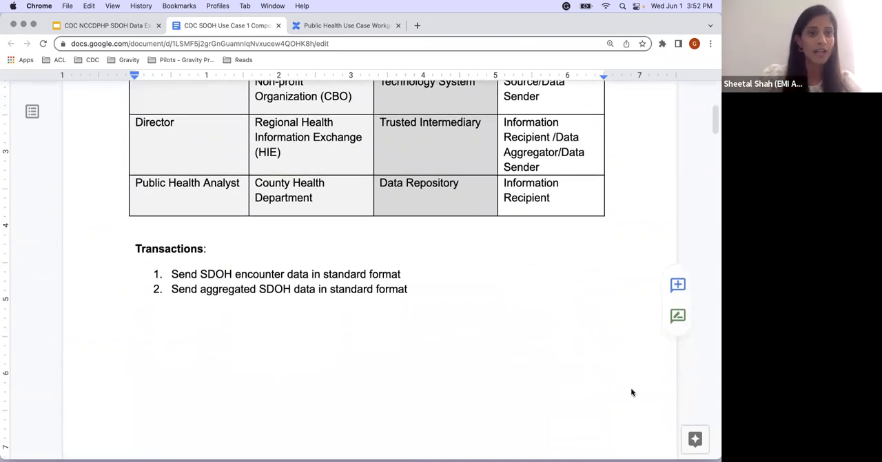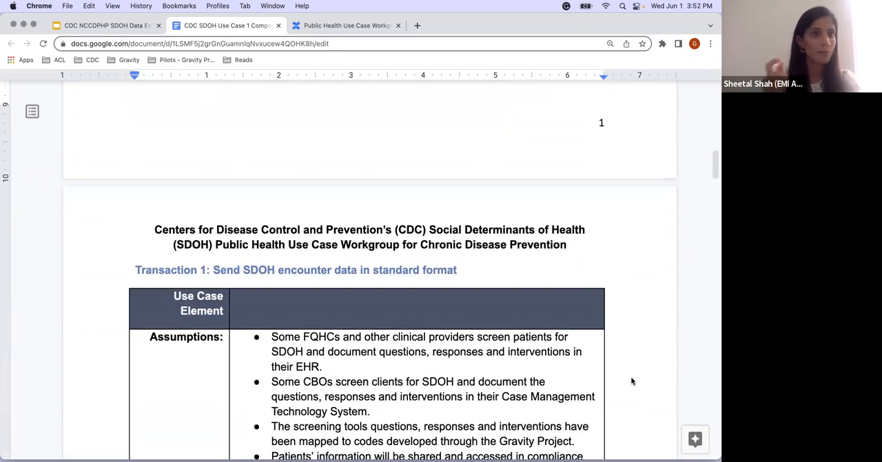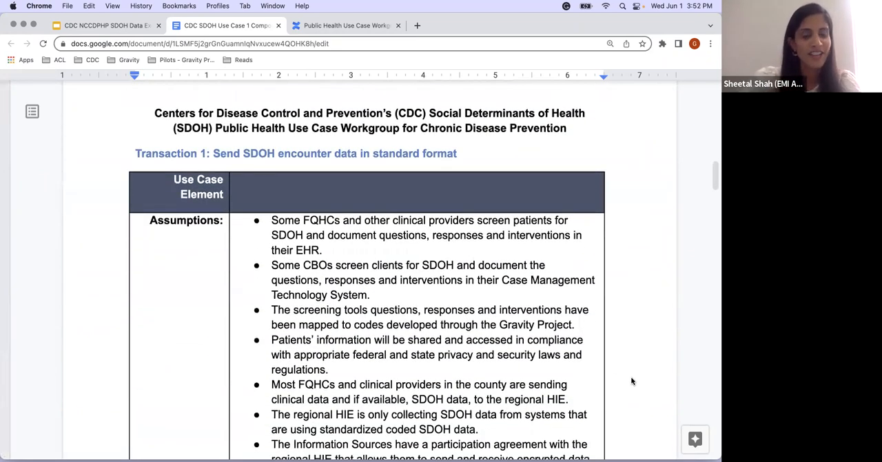And so then if we scroll down a little bit further, we've broken down this first use case into 2 transactions. So the first one, sending the SDOH encounter data in a standard format that will come from the FQHC or the CBO setting. And then the second transaction will focus more on how that trusted intermediary sends aggregated data in that standard format to the information recipient, which in this case is the county health department, and their system actor is that data repository. So now we'll take a dive closer into transaction 1 specifically and go through the assumptions, pre and post conditions, and all that good stuff.